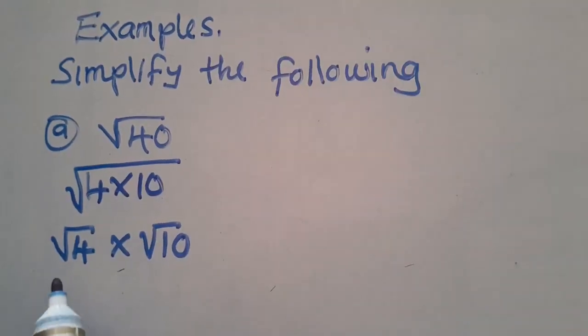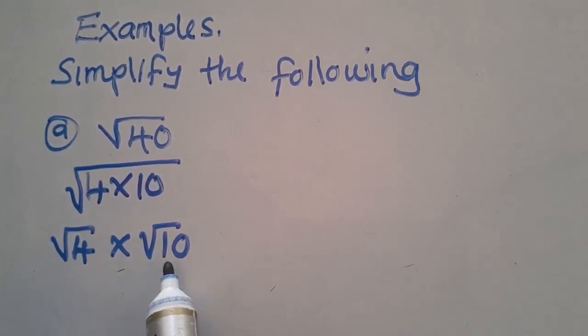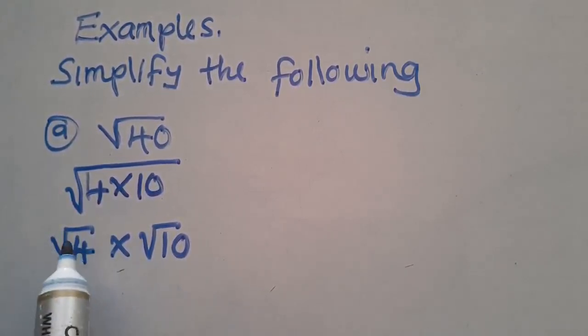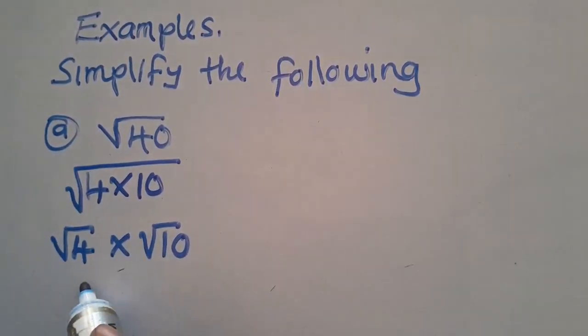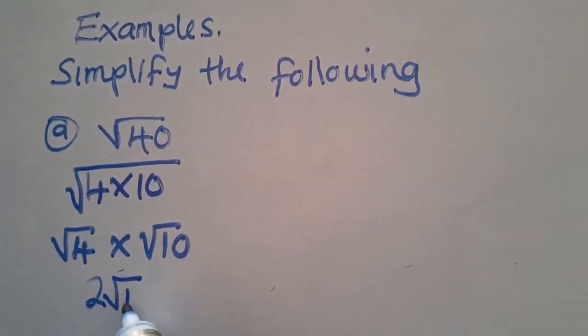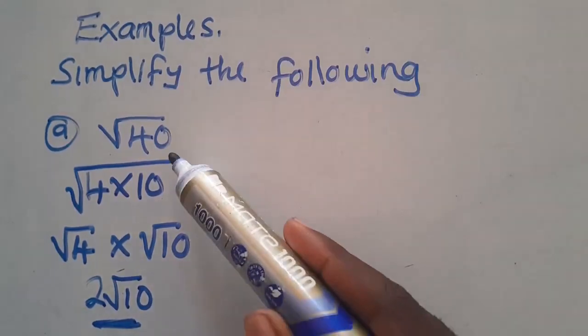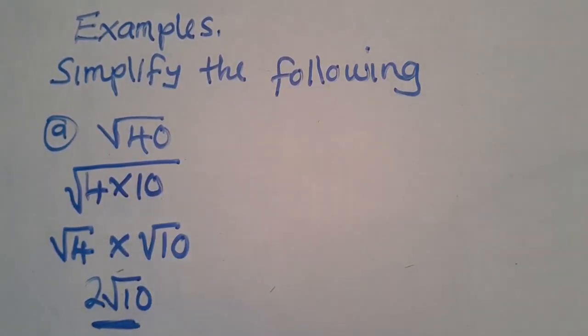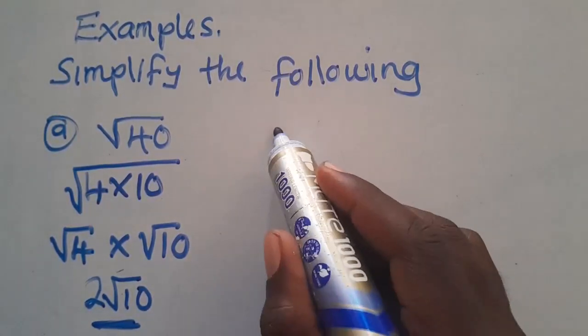So here, as long as you've got root 4, root 10. Have you seen? It is very easy to find root 4. Root 4 is what? 2. So it's just the same as 2 root 10. So this is your answer. That's how you get to simplify that. So root 40 and 2 root 10, they're just the same. We go to another one.